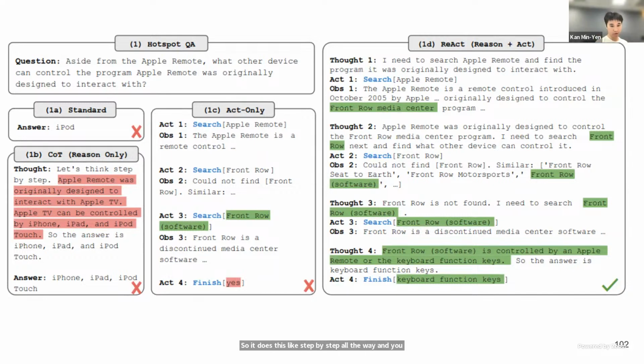So now that you know what ReAct is, I would like to ask a question to the audience. As you can see on the left-hand side, there's reason only and act only. So why is it that these two are ineffective compared to combining both together? Does anyone have any guess on why that happens?